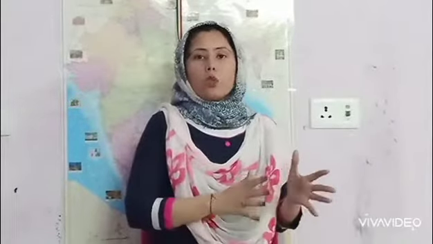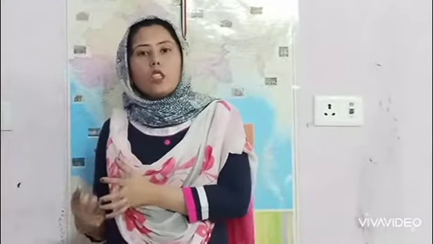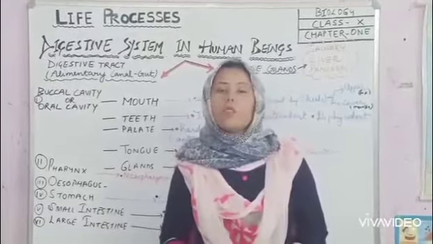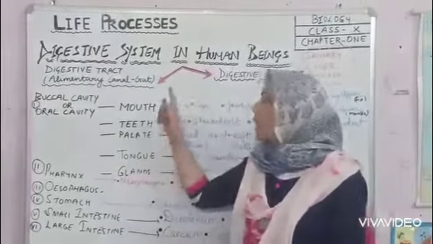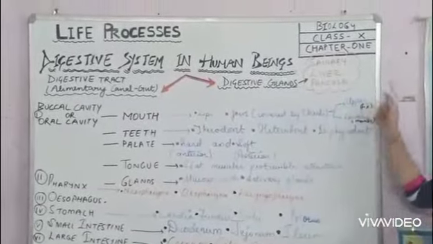The food that we take has to be converted into a simpler form so that each cell can use it in the required form. The process of nutrition in humans is called digestion. Digestion requires specialized organs called the digestive system. The human digestive system is divided into two groups: the digestive tract or alimentary canal, which we can also call the gut, and the digestive glands.